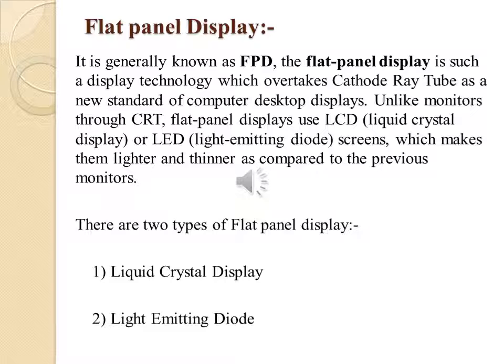Next is flat panel display. It is a television, monitor or other display appliance that uses a thin panel design instead of a traditional cathode ray tube. These screens are much lighter and thinner and can be much more portable than traditional televisions and monitors. They also have higher resolutions than older models. It is generally known as FPD, the flat panel display. It is a display technology which overtakes the cathode ray tube as the new standard of computer desktop.